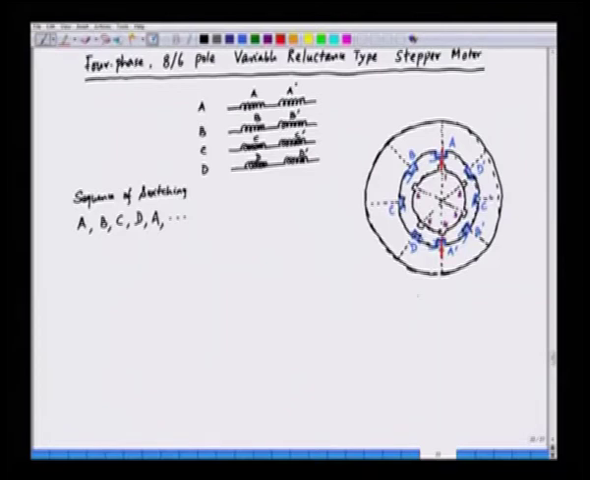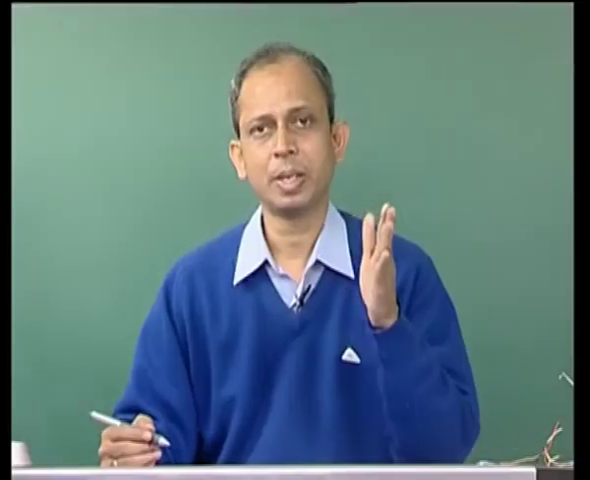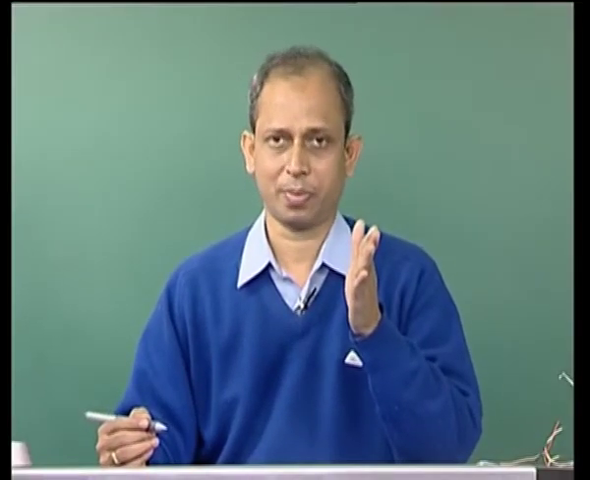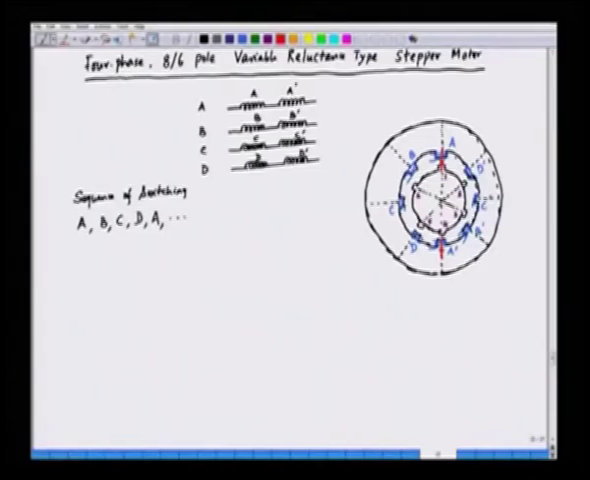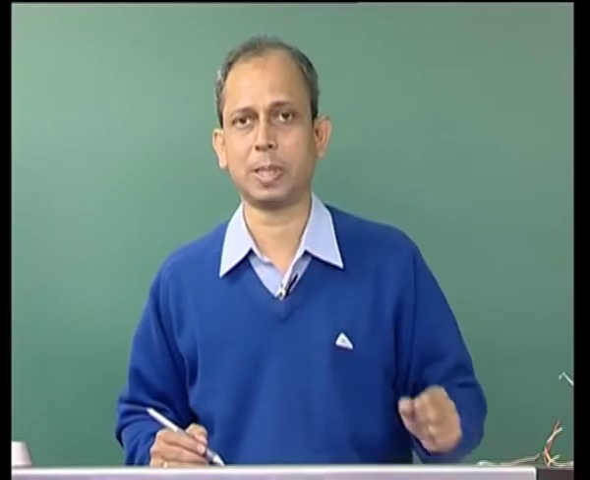So, this is the direction of the MMF, and the rotor orients its pole along the stator MMF. Pole 1 is diametrically opposite to pole 4, so 1 and 4 will be aligned along that MMF. So, it is a stable position, and the rotor will be held at that particular position.